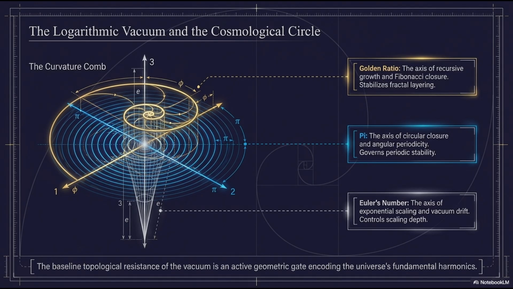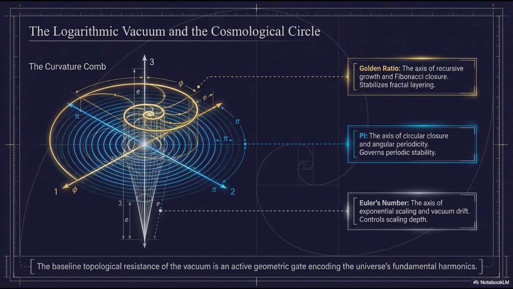A curvature comb. What exactly are the teeth of this comb made of? They are three fundamental mathematical constants. First, you have the golden ratio, phi. Right, the famous one. This acts as the axis of recursive growth. It stabilizes the fractal layering so the spiral doesn't just collapse inward on itself. Second is pi. Pi governs periodic stability, which ensures these microvortices can form closed, infinitely spinning loops. Makes sense for circles. And the third? The third is Euler's number, e, which acts as the axis of exponential scaling.